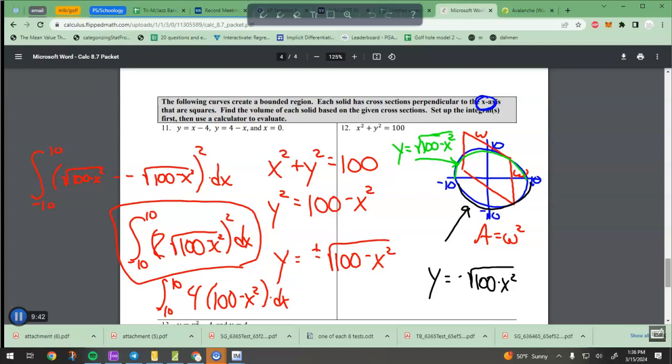Okay, so I just wanted to show you that one, because the circle thing is a little bit different. Let's go to 8, next one.